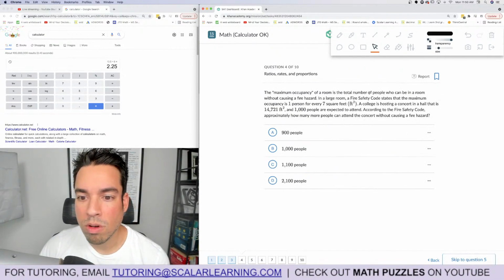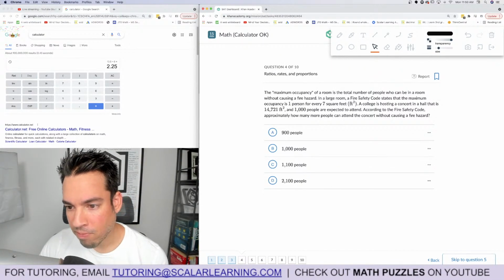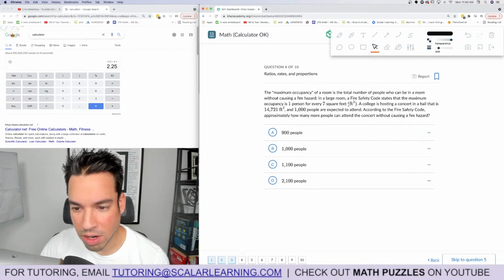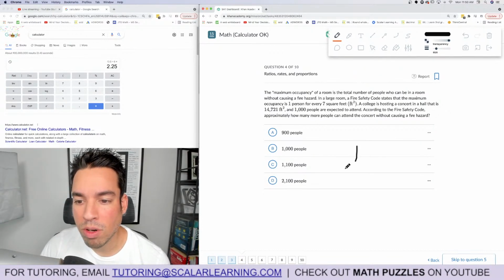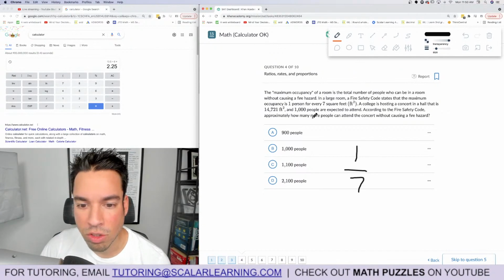Okay, number 4. The maximum occupancy of a room is the total number of people who can be in the room without causing a fire hazard. In a large room, fire safety code states that the maximum occupancy is 1 per every 7 square feet. A college is hosting a concert in a hall that is this many square feet, and 1,000 people are expected to attend. According to the fire safety code, approximately how many more people can attend the concert?